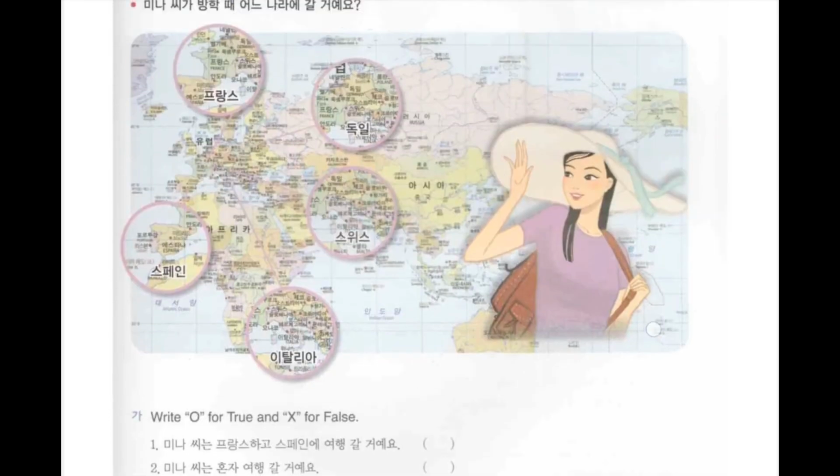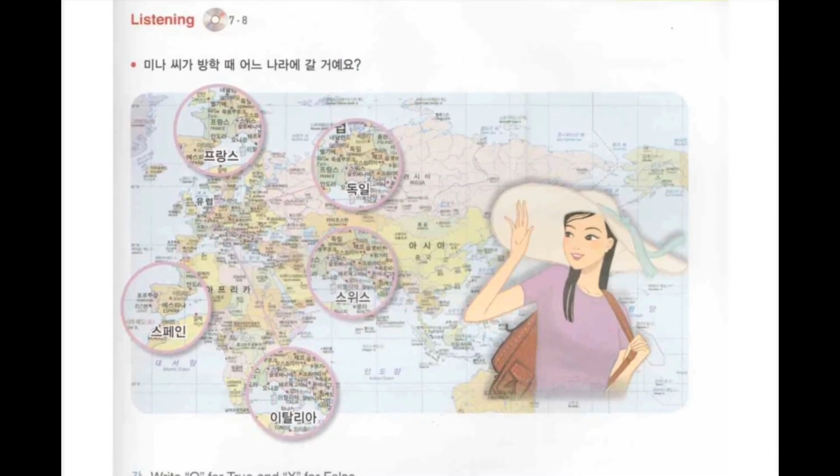자, 가. Write O for true and X for false. True or false. Number 1. 미나 씨는 프랑스하고 스페인에 여행 갈 거예요. So obviously by context we know Mina will travel Europe during the vacation, isn't it? 그래서 we have to check when you listen whether it is France and Spain.